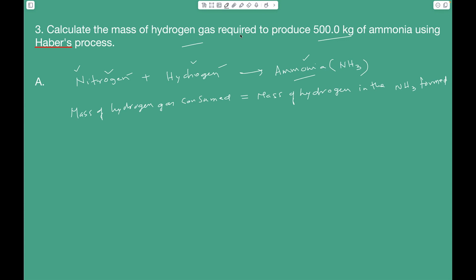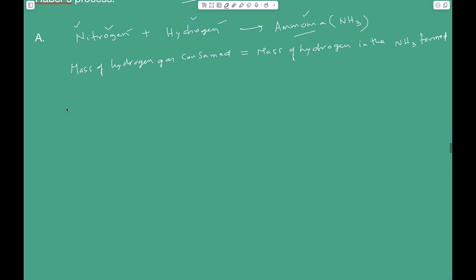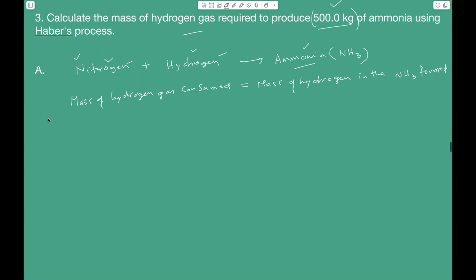to get the mass of hydrogen gas required to produce so much ammonia, all we need to figure out is the mass of hydrogen present in so much of ammonia. Now, what is the mass of 1 mole of ammonia? Molecular formula is NH3, so it would be 14.0 plus 3 times 1.0, and the relative molecular mass expressed in grams is the mass of 1 mole of that substance. So it is 17.0 grams.